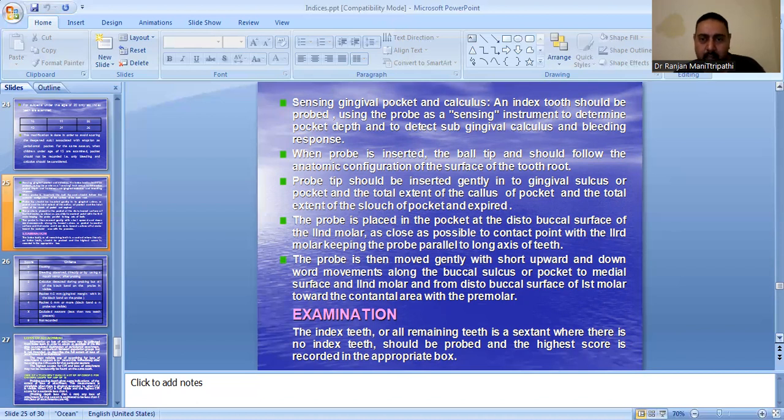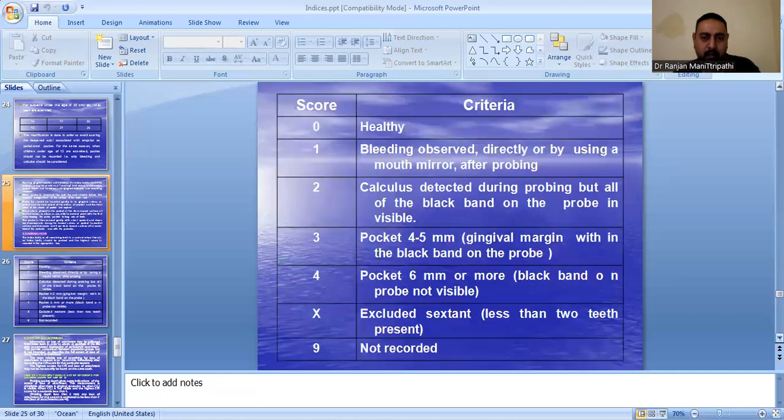The probe is placed in the pocket at the distobuccal surface of the second molar, as close as possible to the contact point with the third molar, keeping the probe parallel to the long axis of the tooth. The probe is then moved gently with short upward and downward movements along the buccal sulcus or pocket to the mesial surface of the second molar, and from the distobuccal surface of the first molar toward the contact area of the premolar. After the examination, the highest score is recorded in the appropriate box.